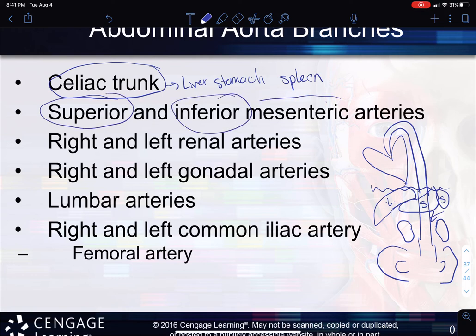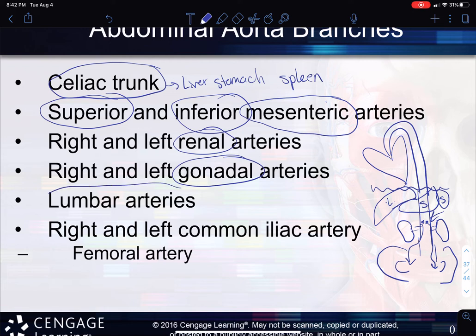These are called mesenteric arteries because they're supplying blood to the mesentery, and the mesentery is helping hold the small intestines together. Then we have the right and left renal arteries, renal referring to kidneys, so these are going to be coming right off the abdominal aorta. Then we have the right and left gonadal arteries. Those come off about where the renal arteries are, and they go either to testes or ovaries, depending on if it's a male or a female.